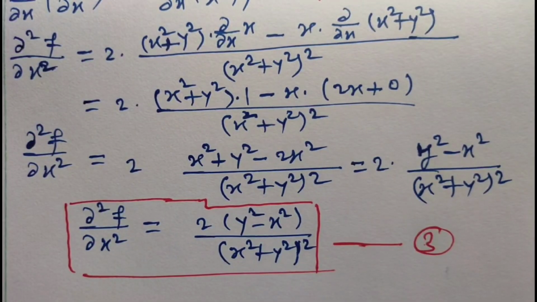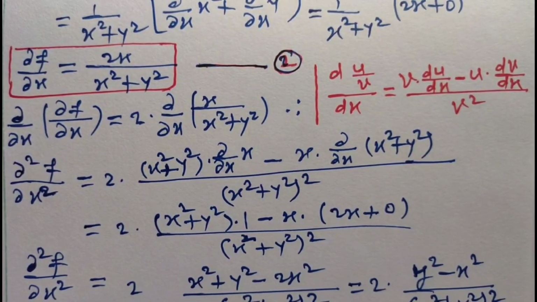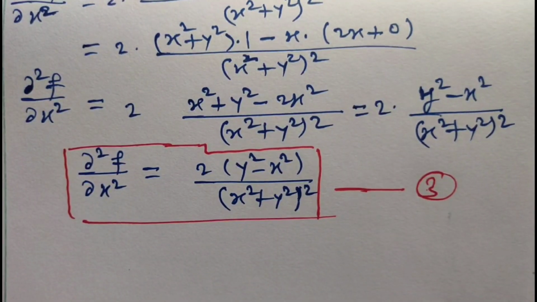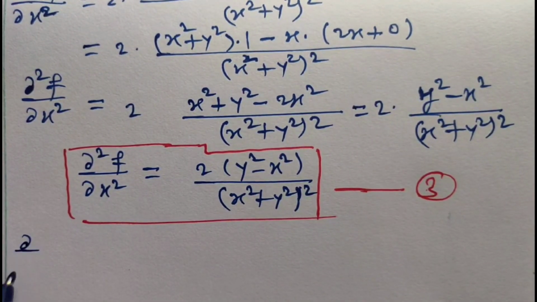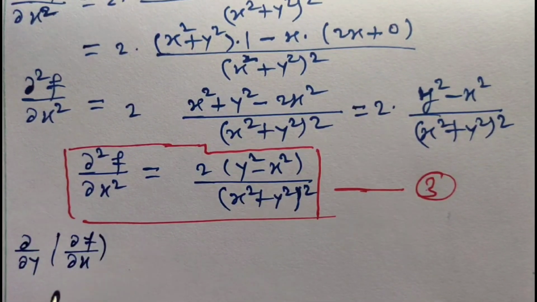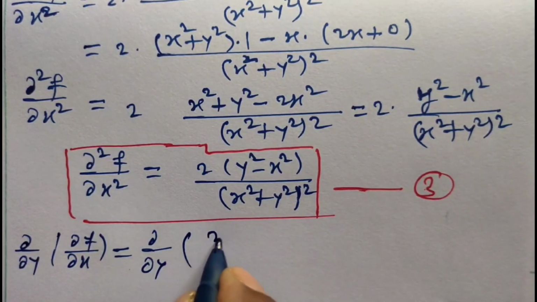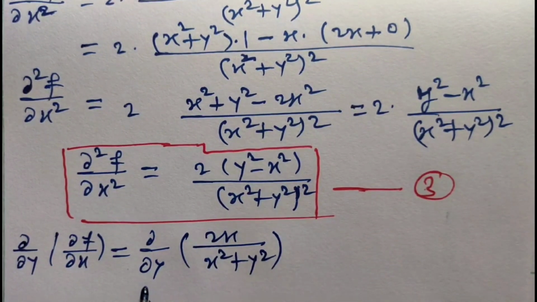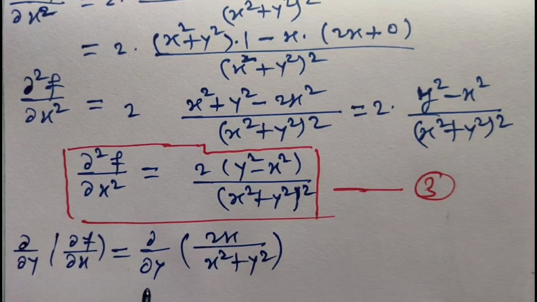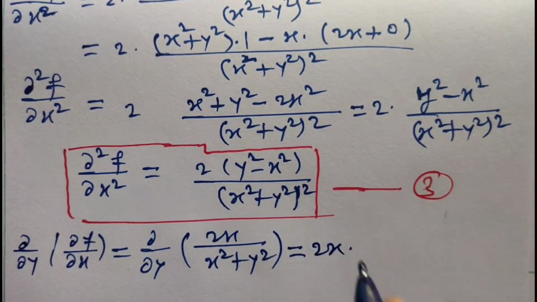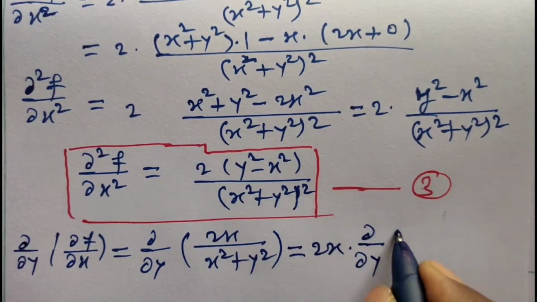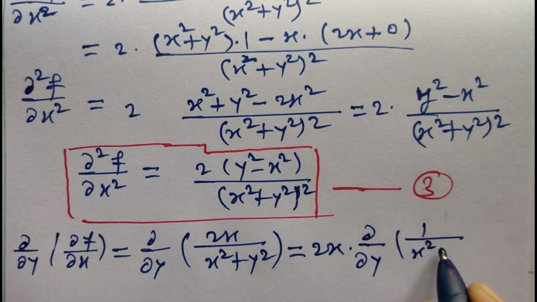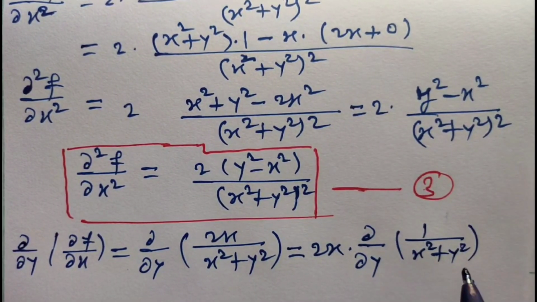Now partially differentiate result number 2 with respect to y. Hence partial derivative of the left hand side with respect to y, ∂f/∂x, is equal to partial derivative with respect to y of the right hand side. The right hand side is 2x upon x² + y². We are partially differentiating with respect to y, considering x and functions of x as constant. So 2x becomes constant. So this can be written as 2x into partial derivative with respect to y of 1 upon x² + y². Y is appearing in the denominator only.